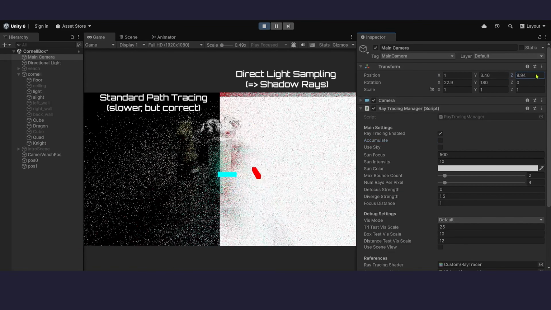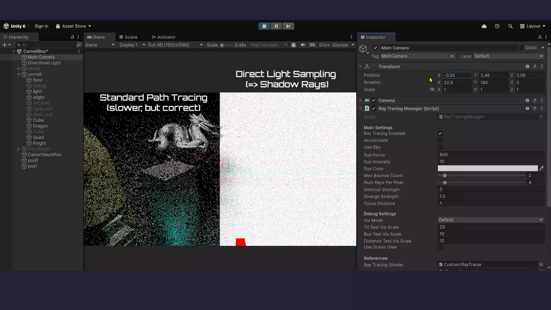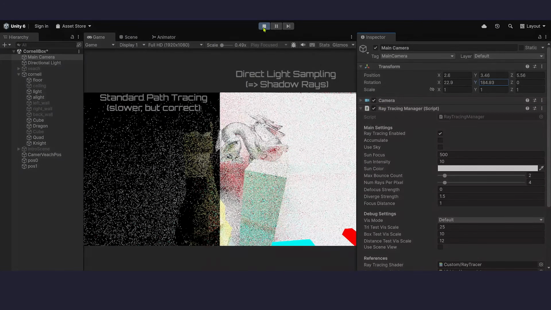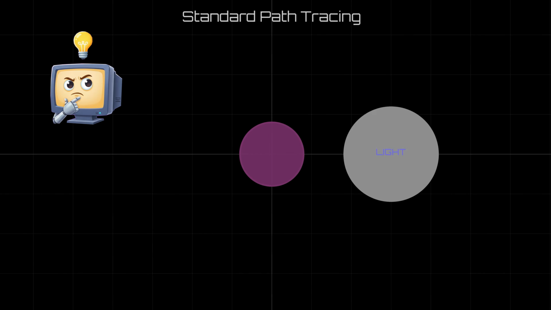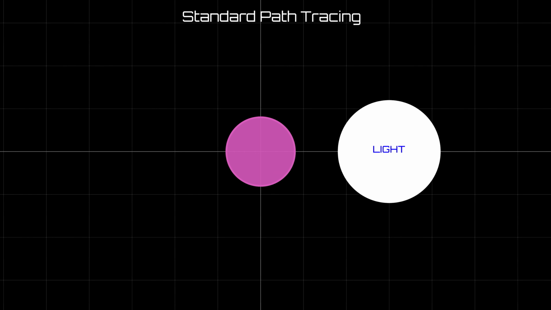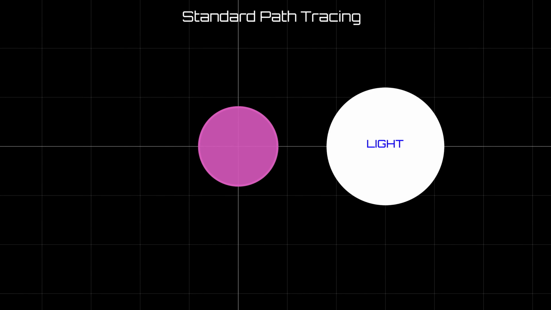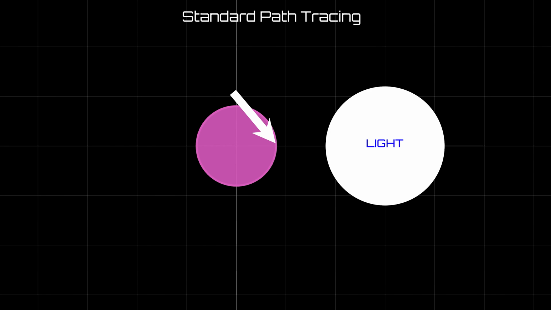And okay, you might notice a very subtle difference. It is completely blown out. So why did our scene explode? To understand what went wrong, let's do a quick thought experiment. Imagine you are doing standard path tracing and you are at this point on the surface. Would you say that most of the rays will hit the light?